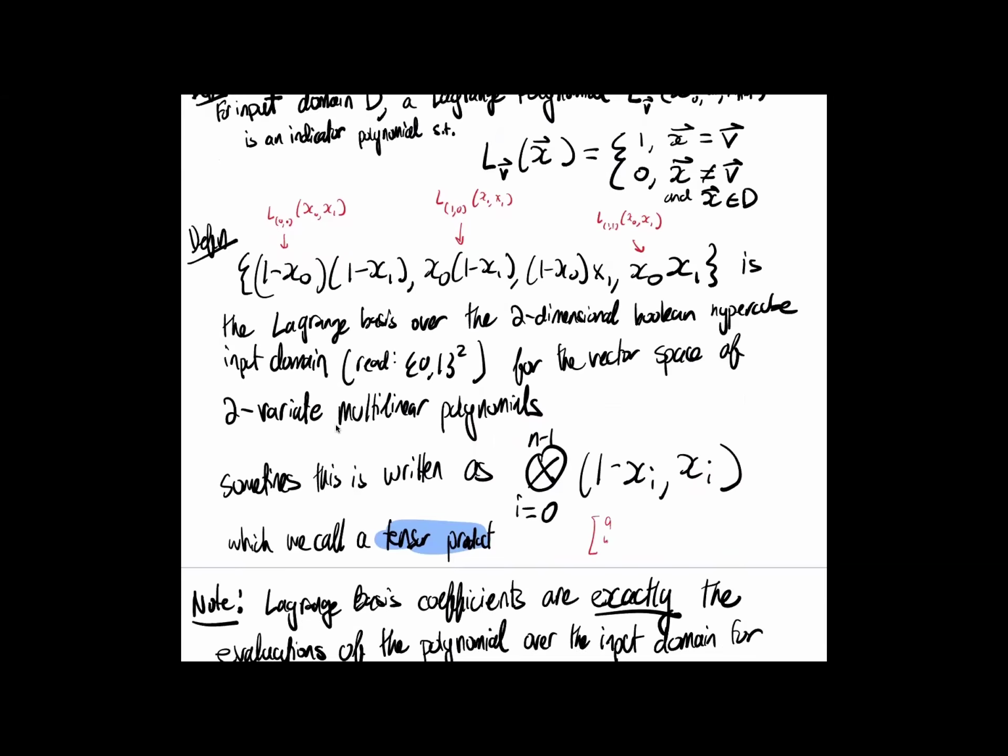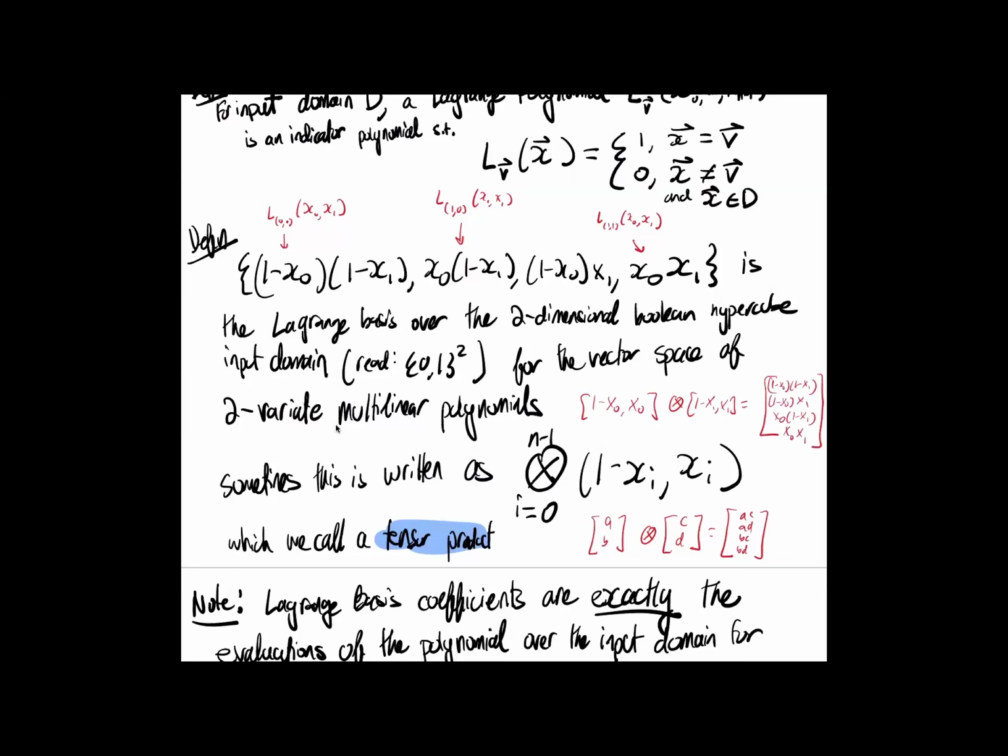If I have a vector AB and I tensor it with a vector CD, then I get a vector that looks like this: AC, AD, BC, BD. So if I have 1 minus x0, x0, and I tensor that with 1 minus x1, x1, I get this vector that looks like this: 1 minus x1, 1 minus x0, x1, x0, 1 minus x1, x0, x1.